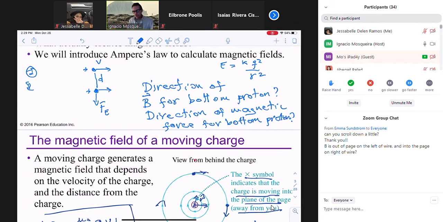So when you think you're fairly confident of the answers, the direction of the B field for the bottom proton due to the top proton, and then the direction of magnetic force on the bottom proton, once you know that, you let me know. You just put it on the message. It's 1 and then 2. Let's see if we can agree. Okay, I'll be right back.